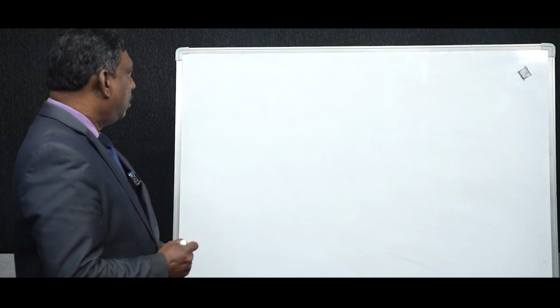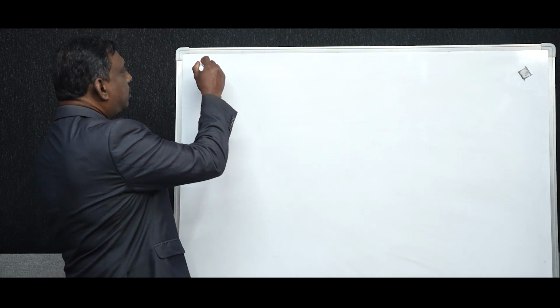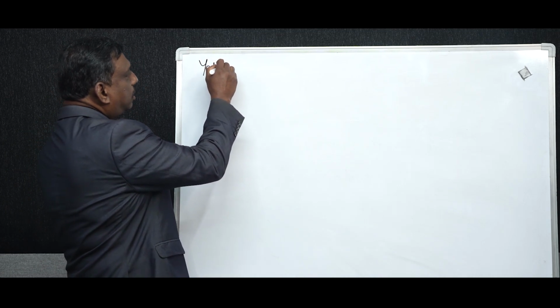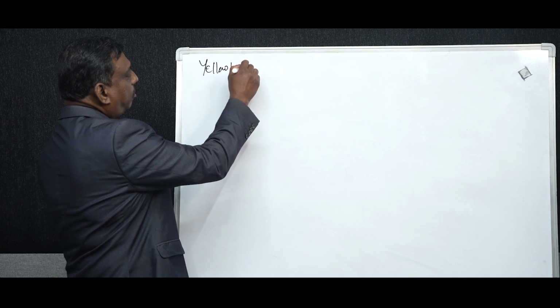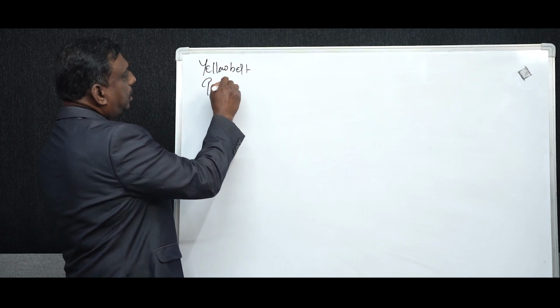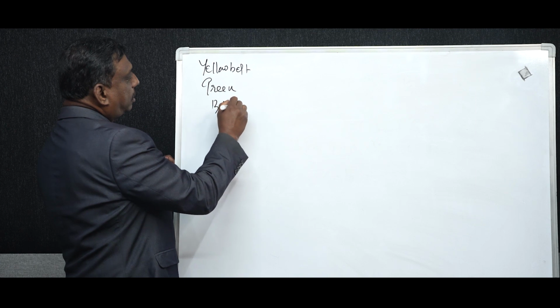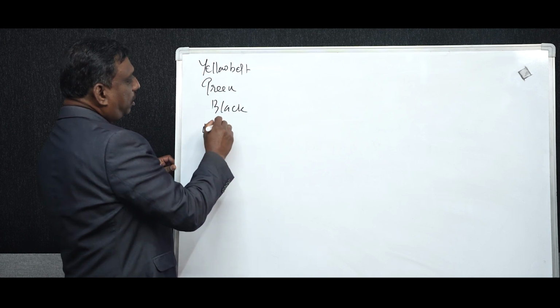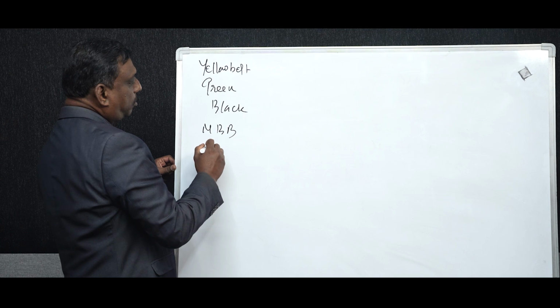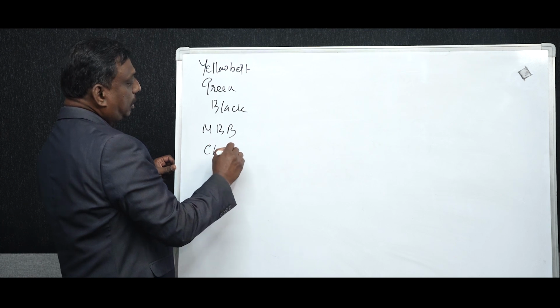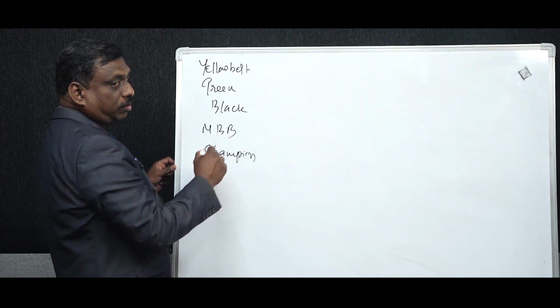Okay, Six Sigma has various levels of belts called yellow belt, green, black, then master black belt, then Six Sigma champions. These are the levels of Six Sigma.